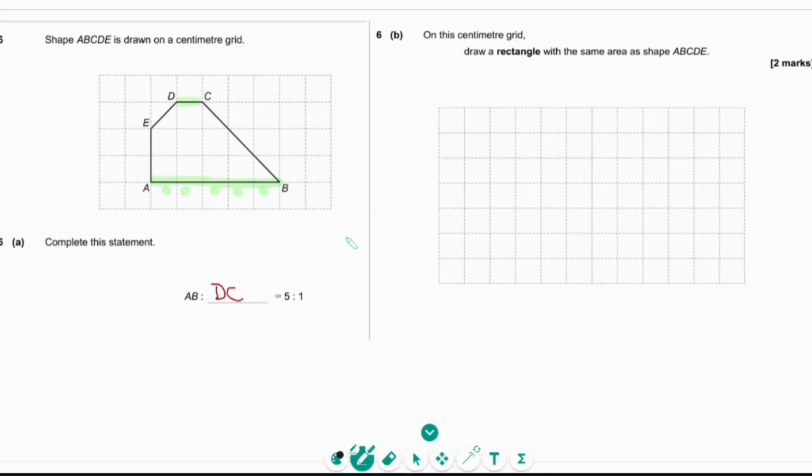On this grid, draw a rectangle the same area as shape ABCD. What is the area? Let's count the full squares first. 1, 2, 3, 4, 5, 6, 7, 8. 8 full squares. 2 halves make 1, so plus another 1. And those 2 halves make 1, so plus another 1. So we need a rectangle with area 10 square centimetres. So I'm going to do a 2 by 5. You could have had a 10 by 1.